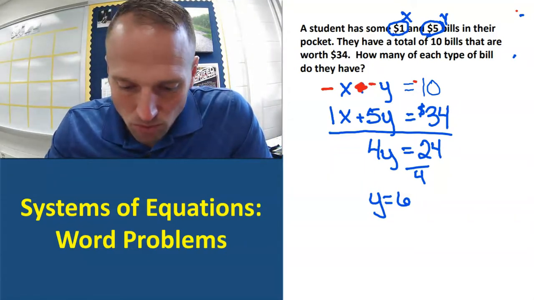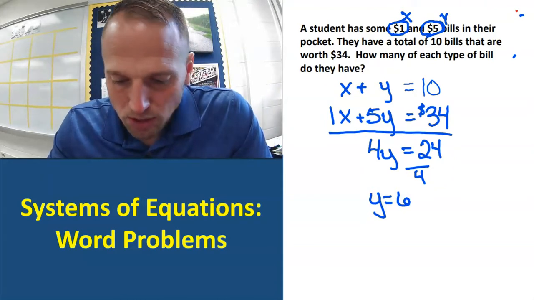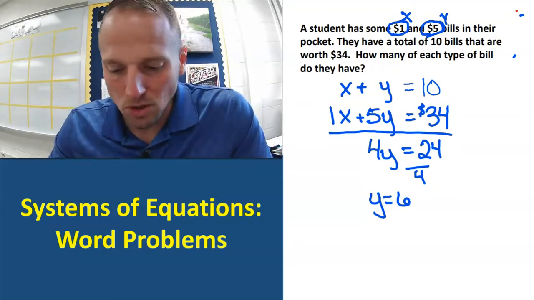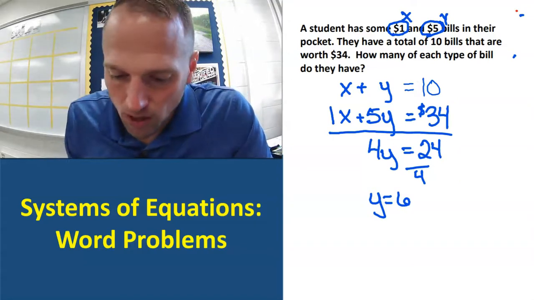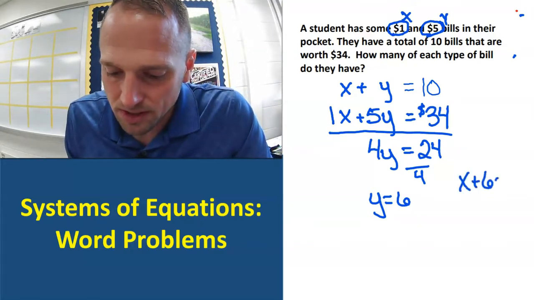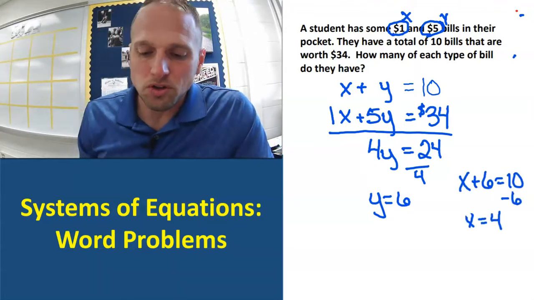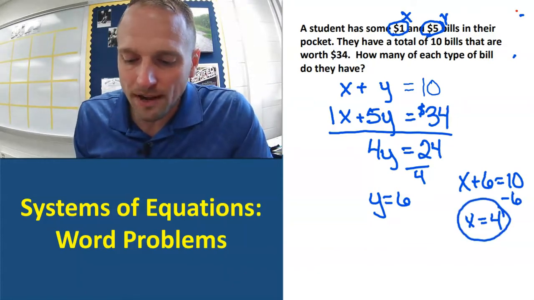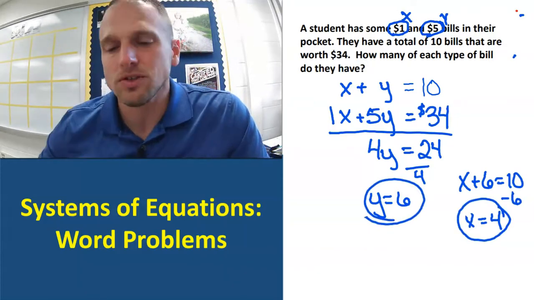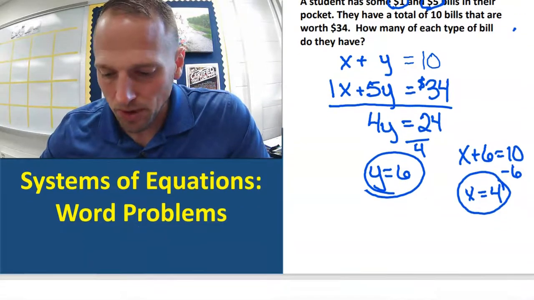If we go back to this original equation that we wrote up here, where we had x plus y equals 10, that's the one I'm going to use. I'm just going to sub 6 in for y. So I've got x plus 6 equals 10. Last step, subtract the 6. X is equal to 4. So it looks like I have 4 $1 bills and 6 $5 bills. All right, let's do another one.